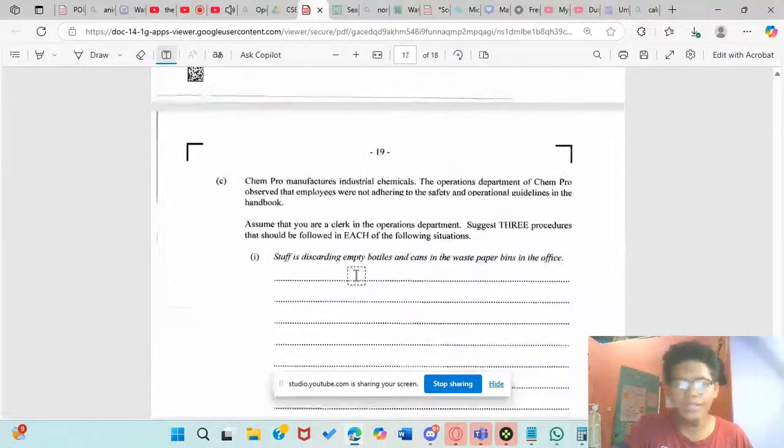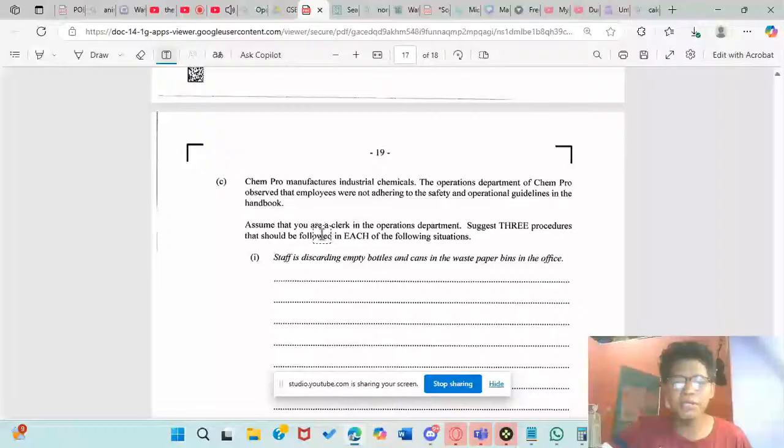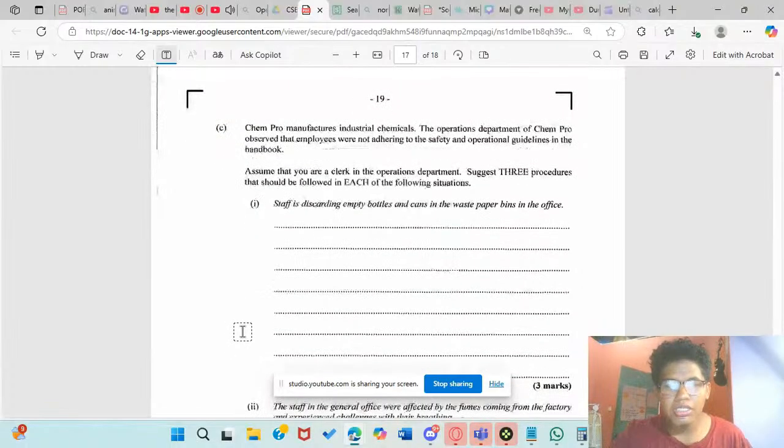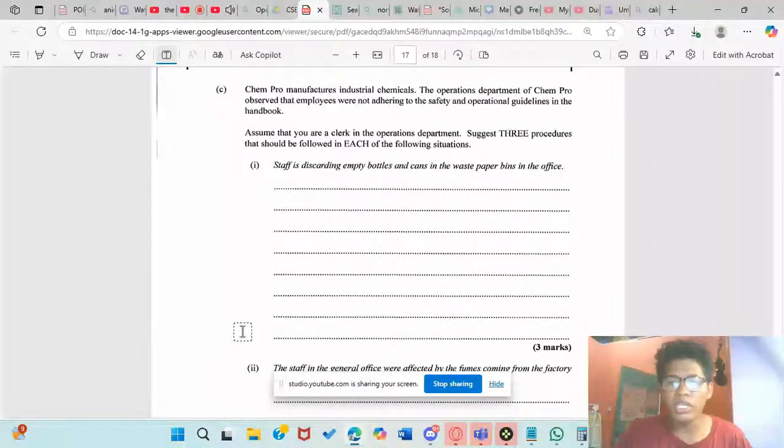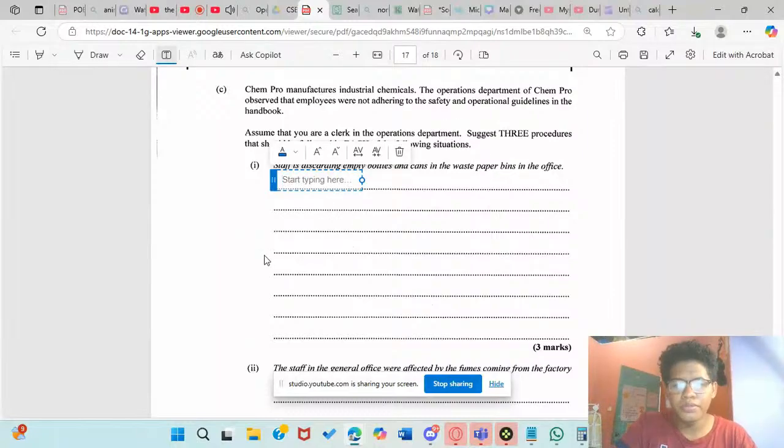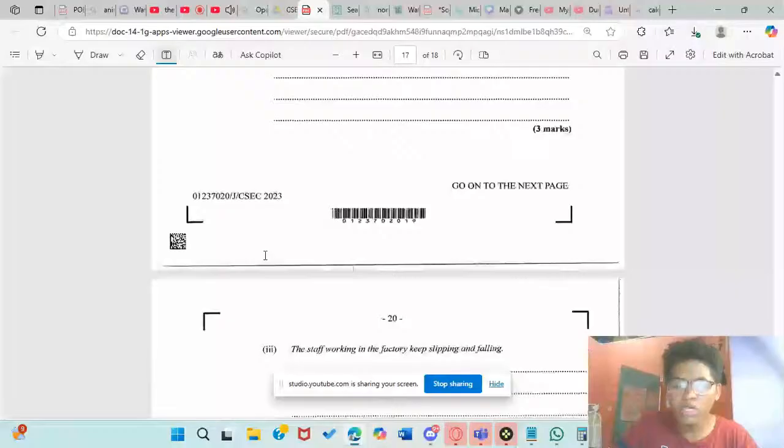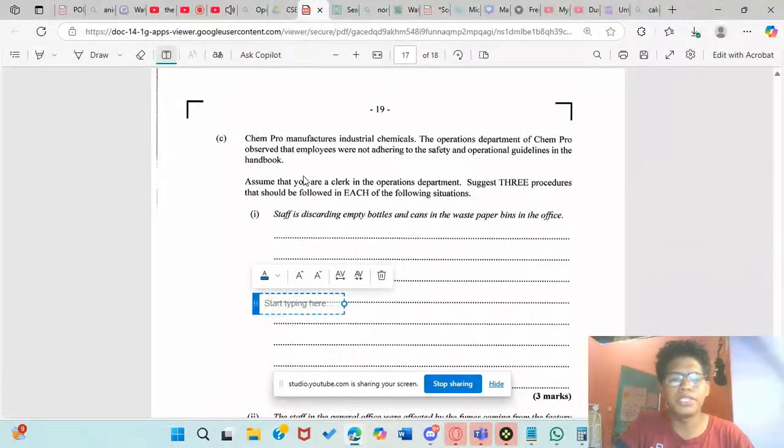All right, we're moving on. So Chempro manufactures industrial chemicals. The operations department of Chempro observed that employees were not adhering to the safety and operational guidelines in the handbook. Assume that you are a clerk in the operations department. Suggest three procedures that should be followed for each of the following statements. Staff is discarding empty bottles and cans in waste paper bins in the office. So they want us to offer solutions to these statements.